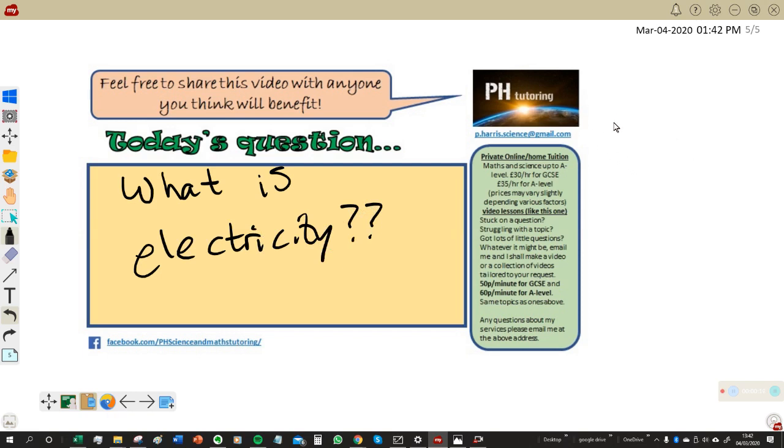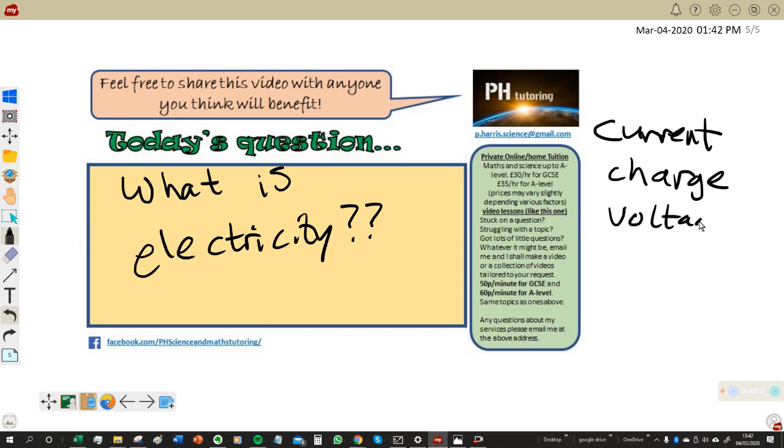We're going to look at the word current. We're going to look at the word charge. We're going to look at voltage. And we're going to look at resistance. We're not going to do anything else, but this is essentially the fundamentals of electricity.